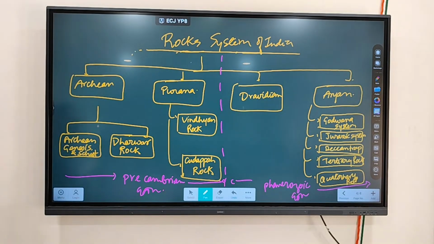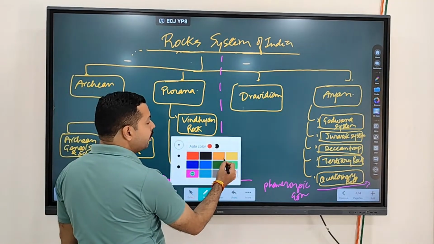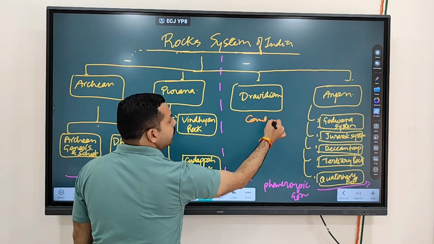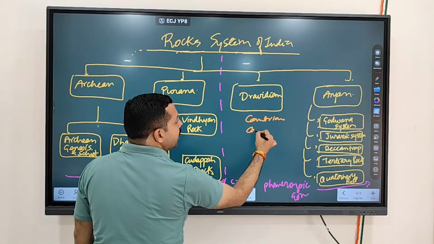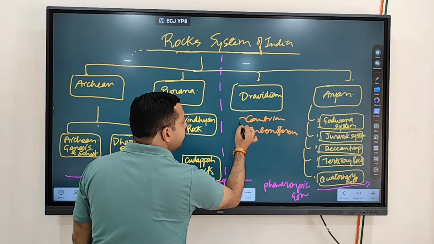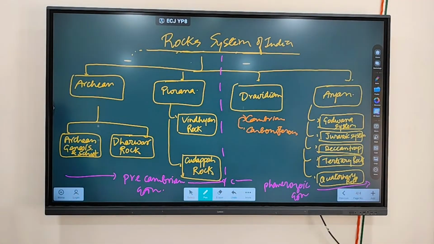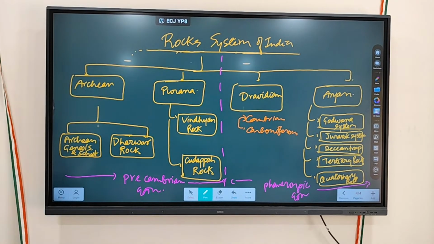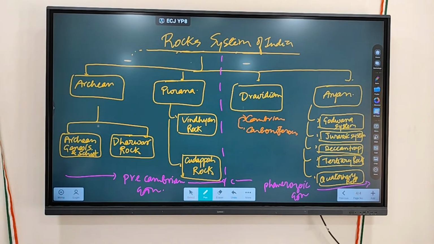Fine. Now from Cambrian till Carboniferous period, the rocks that are formed are called which type of rock? Dravidian rocks. From Cambrian to Carboniferous period, the rocks that are formed are called Dravidian rocks.